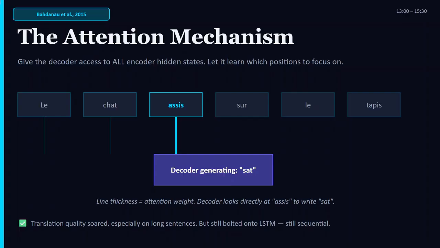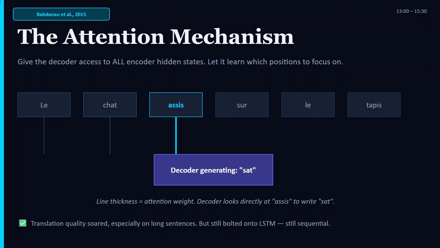Attention does exactly this. It computes a score between the current decoder state and every encoder state, creates a weighted sum, and the decoder uses that weighted context to generate the next word. This was, well, transformative. The translation quality improved dramatically, especially on long sentences. But, well, attention was still bolted onto an LSTM.